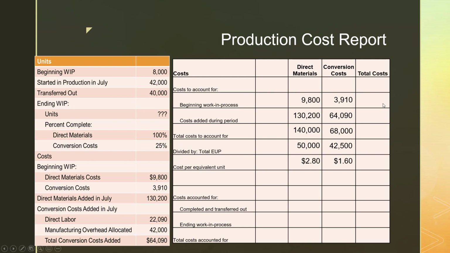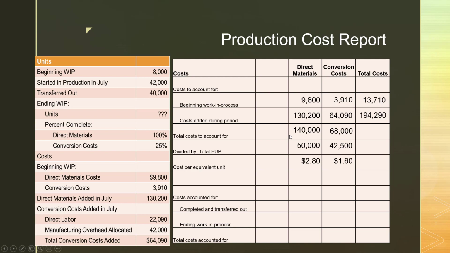So our beginning WIP in total had $13,710 worth of costs already recorded to it, which we carried into this month from the prior month. During this month, we added a total of $194,290 worth of costs that were unique to this peanut preparation department.